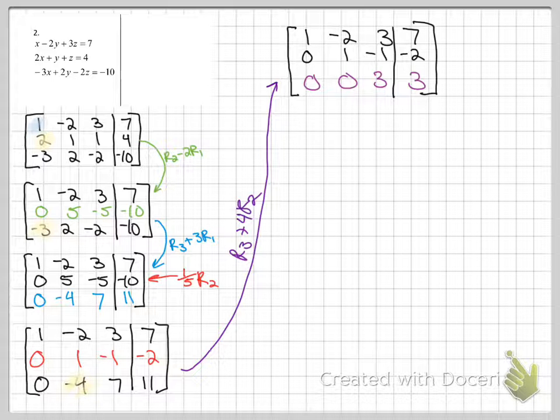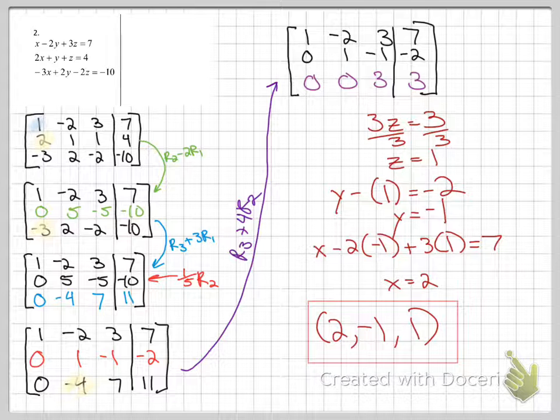Okay, so based on what we have now, because we've got that 0 stair step in there, we have everything we need to be able to solve for z, and then solve for y, and then solve for x. I would pause your video and see if you can solve for all 3. See if you can finish this problem.